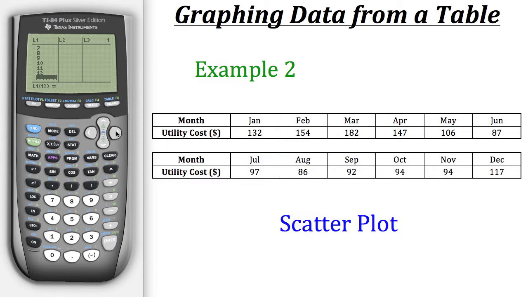So now that we've done that, we could go to L2 and put in our various utility costs for those months. So in January, we had $132. February, we had $154. And then keep filling out the rest of the table the same way until you have it completely filled.